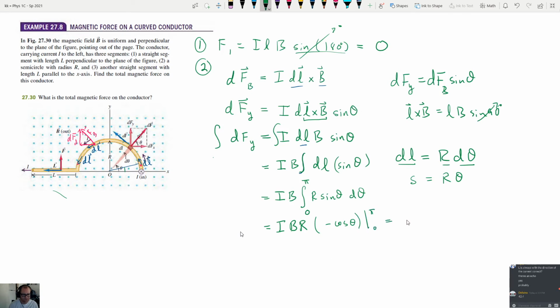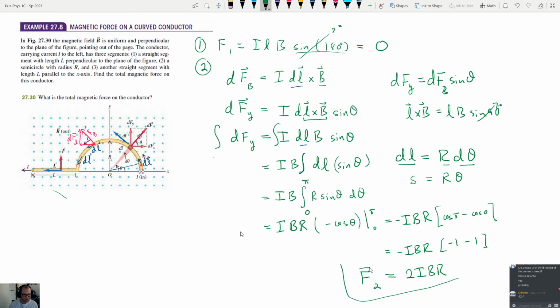So let's just write that over here. That's going to be I, B, R multiplied by the, let's pull the negative sign on the outside, cosine of pi minus cosine of 0. I'm pretty sure that's going to be something like -1 minus 1. And so we're going to get 2. Let's go back. What were we finding? We're finding the force on this piece, so let's call it F2 or something like that. What's the direction? It should be upwards in the y direction. Let's drop a j hat on there.